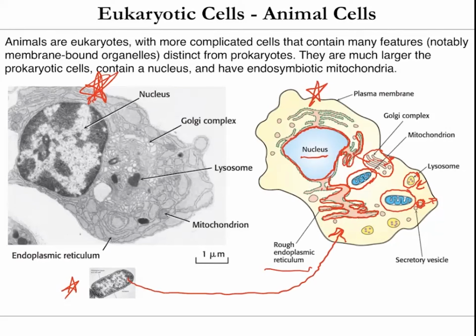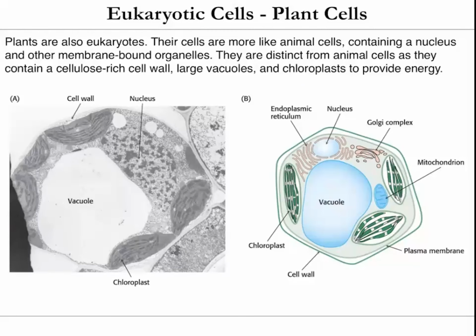These eukaryotic cells are much larger and more sophisticated than prokaryotic cells, so the bacteria and the archaea. Plant cells and fungi, I'm not going to talk about fungi specifically, but plant cells are also eukaryotic cells, so they're more like animal cells and have a lot of things in common with them. They also have a nucleus, endoplasmic reticulum, Golgi complex, secretory vesicles and lysosomes, and mitochondria.